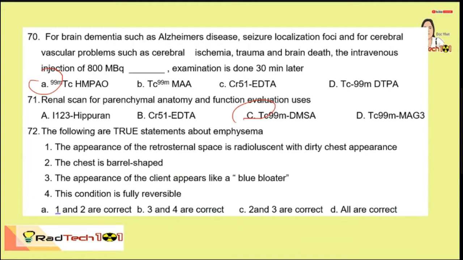72, the following are true statements about emphysema. The appearance of the retrosternal space is radiolucent with dirty chest appearance, and the chest is barrel shaped. These are the presentation of patients with emphysema. So 1 and 2 only.